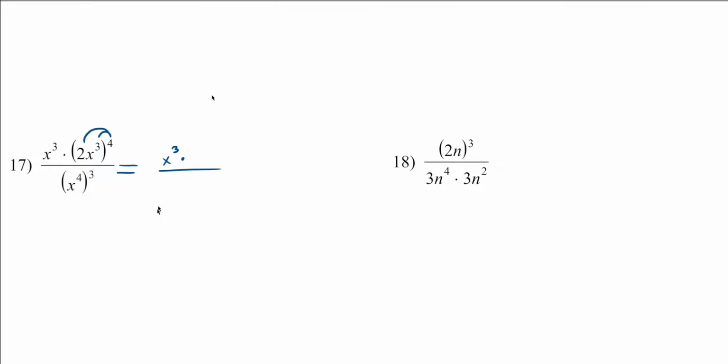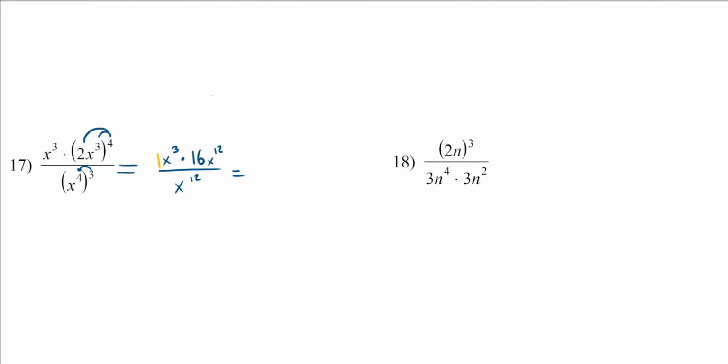What would that be? That'd be 16. And then cubed to the 4th power just means 3 times 4, which is 12, so 16x to the 12th. Then on the bottom, I'm going to do the same thing here. I don't have a coefficient, so I just multiply the exponent, x to the 12th. Cool. All right, now we're ready to combine and simplify.